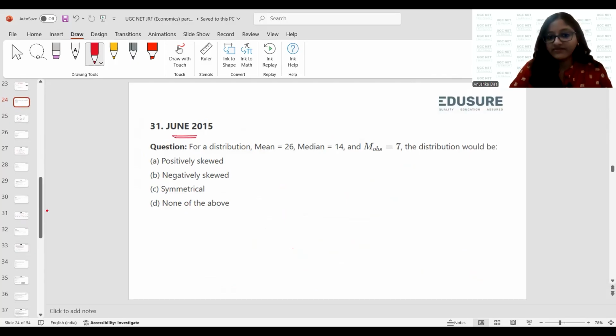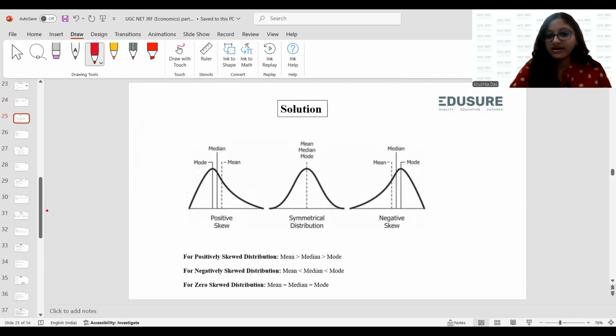Now let me go to the next question. This is June 2015. It says the mean is this, median is this, mode is this, then the distribution will be what? Positively skewed, negatively skewed, symmetrical, or none of the above. Now the best way of understanding this is to look at this diagram. This is exactly from the paid notes. I have given you this.